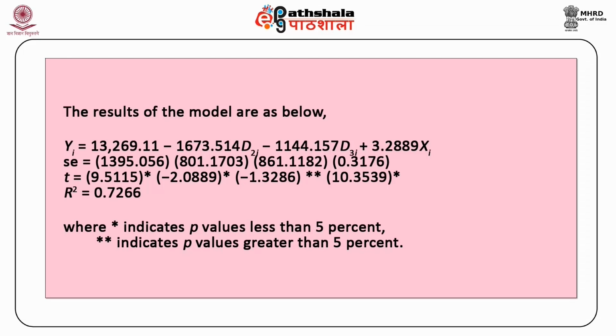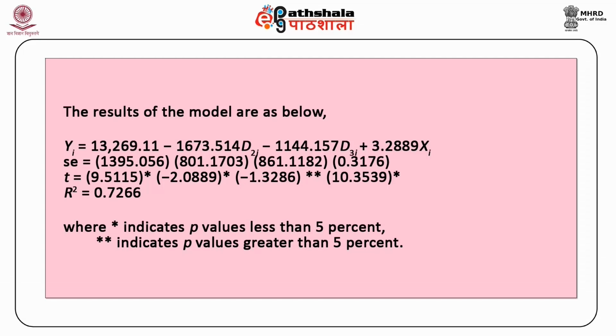9.5115, which is significant, minus 2.0889, also significant, minus 1.3286, significant at 5%, and 10.3539, again significant. R square is equal to 0.7266. Star indicates p-values less than 5% and double star indicates p-values greater than 5%.